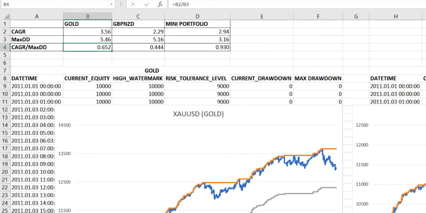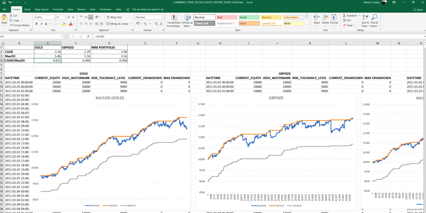So hopefully now the benefit of trading a portfolio that includes multiple asset classes is becoming clear. And of course, you're not restricted to just two asset classes. We could also combine stock indices into this particular model. And then hopefully we would see further improvements in that risk management.